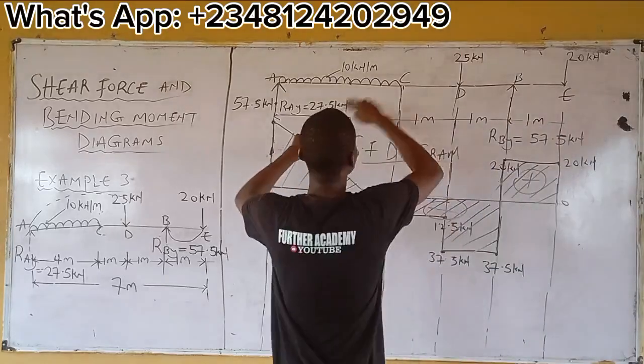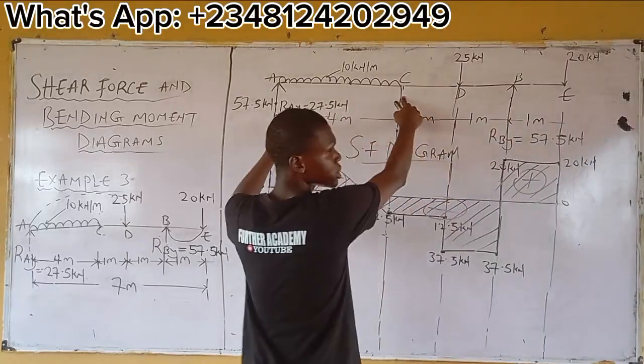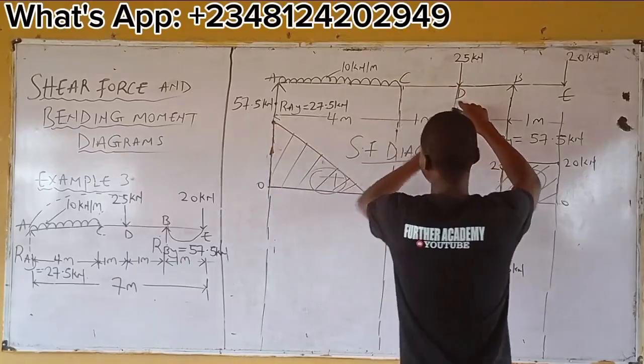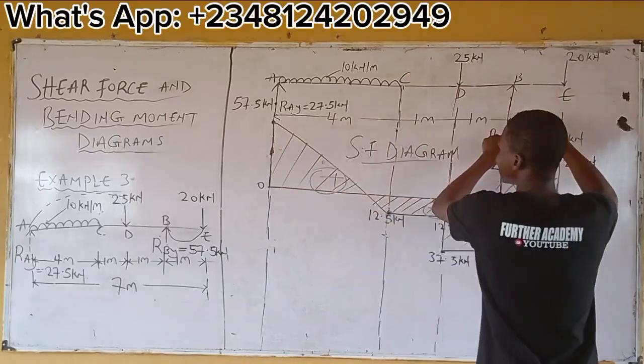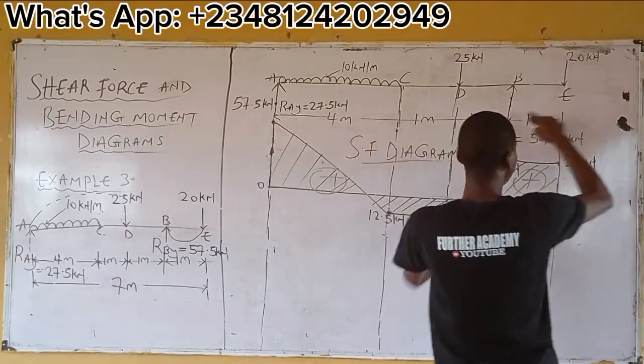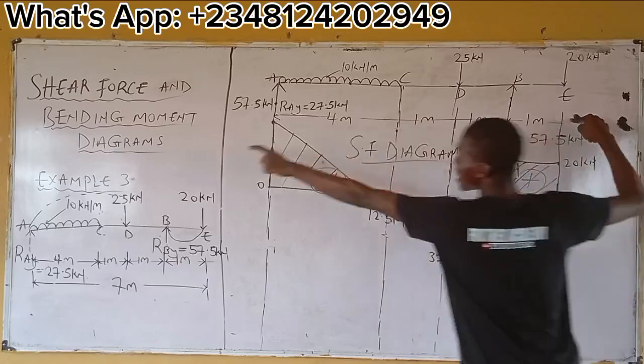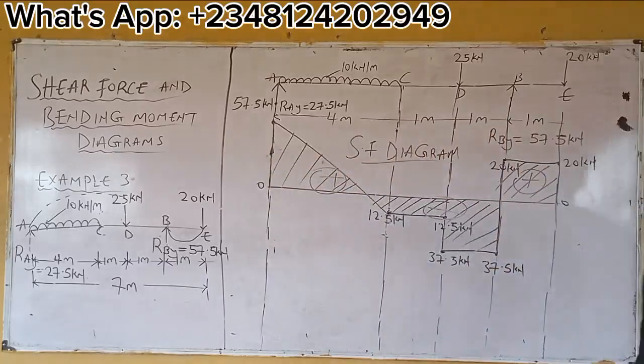Now, the bending moment at C, what's the distance? 4 meter. The one at D? 5 meter. The one at B? 6 meter. The one at E? 7 meter. Now, check the greatest value out of all these values of bending moment in your calculation.